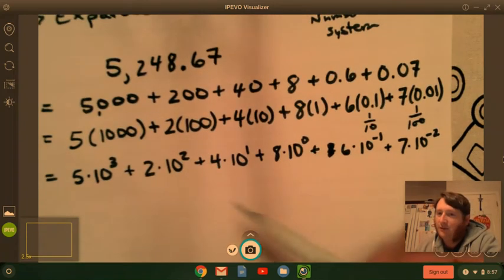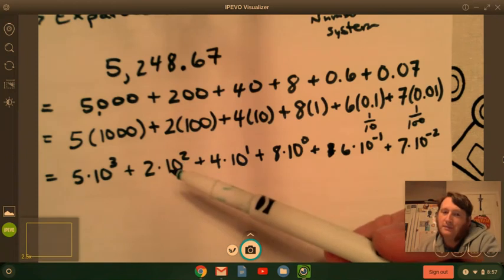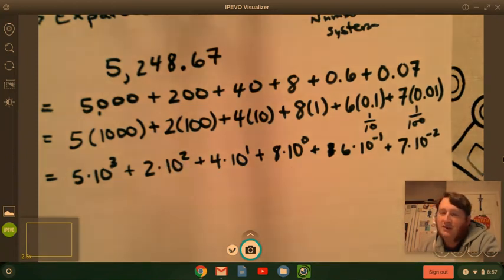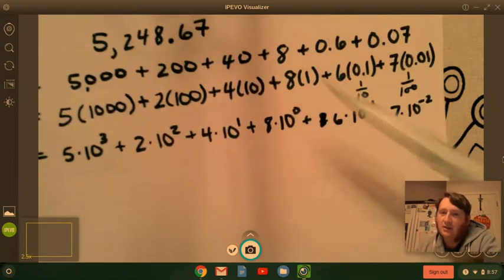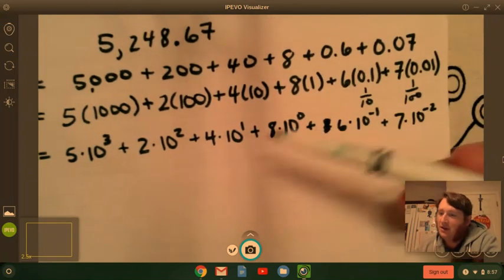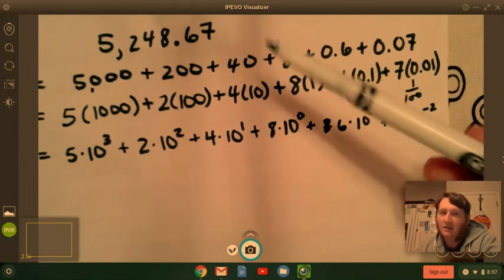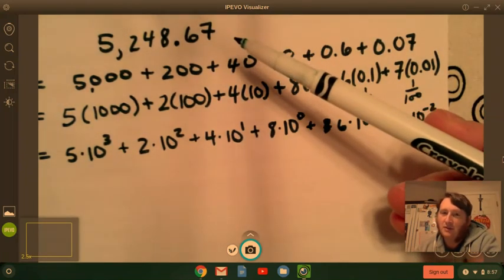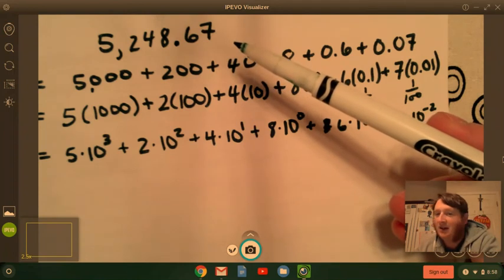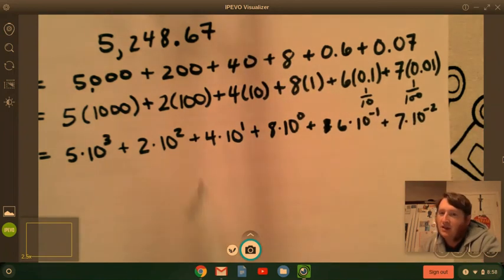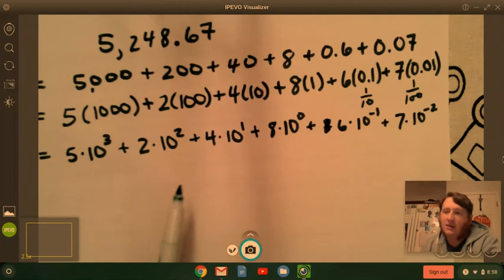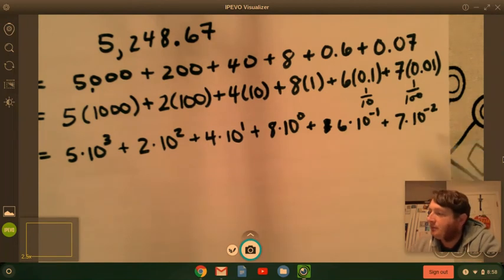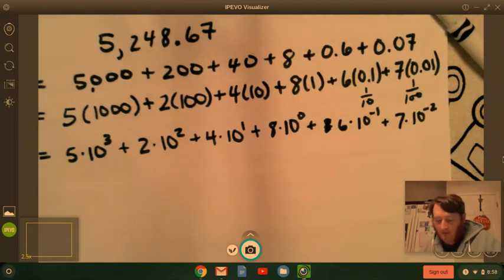And so that's a fully expanded form using power of 10 notation. It's really just a complicated way of writing this number that didn't seem that bad, honestly, for most of us. But it forces us to actively think about the idea of place value. Most of us take place value for granted at this point.